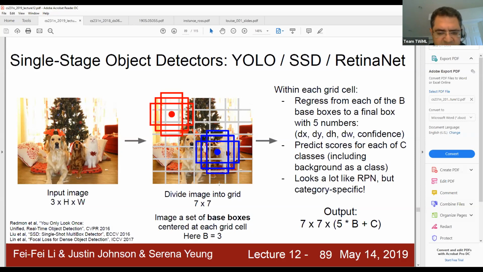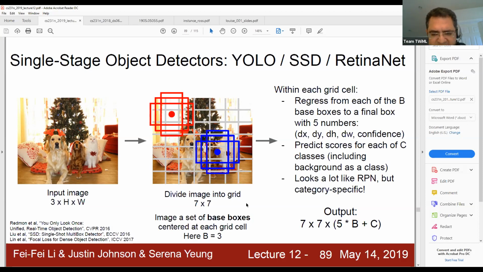I just want to divide the image into 7 by 7 grids. And in each grid, I'm going to have a fixed number of boxes. In this case, I think they have 3 boxes of different sizes. So you see they have a tall vertical box, a horizontal box, and a square box. And you could immediately say, okay, why only these 3 sizes? You could have more sizes.